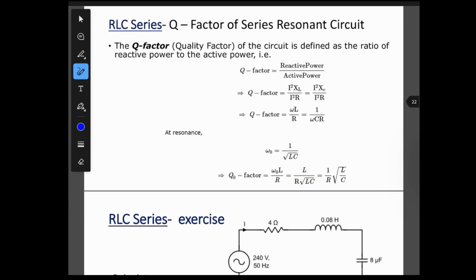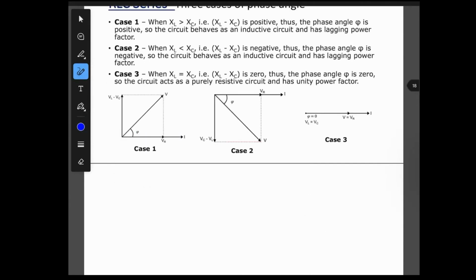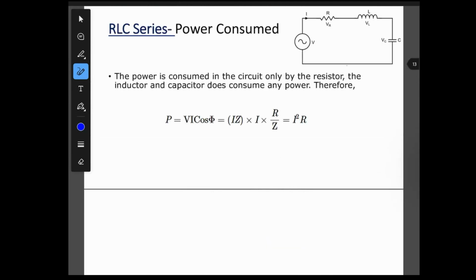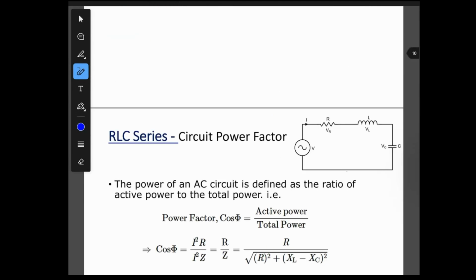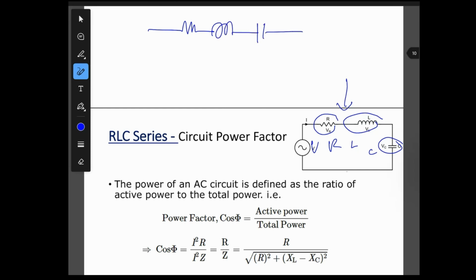Okay, just a recap from the previous lecture. We learned about series RLC. In a series RLC circuit, we can see that the resistor, inductor, and capacitor, and also the voltage source, are in series.